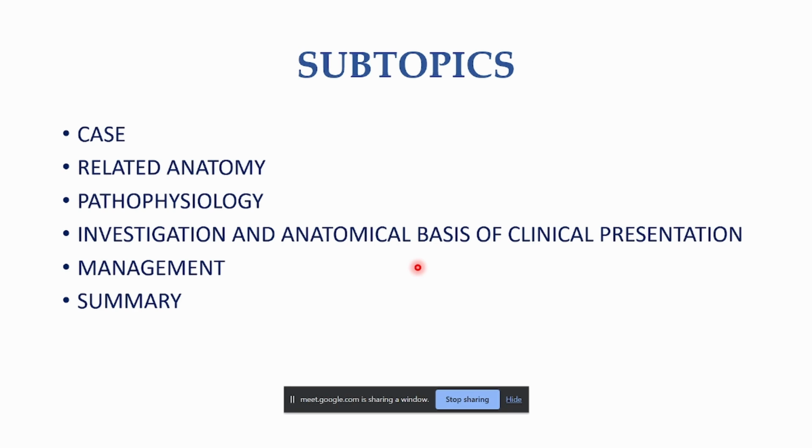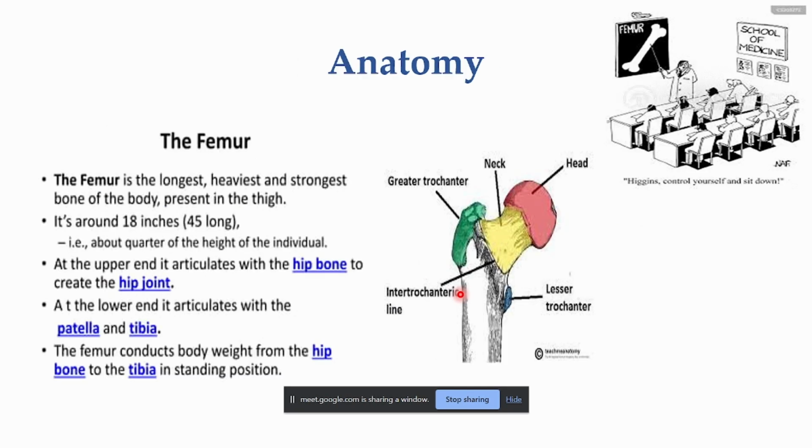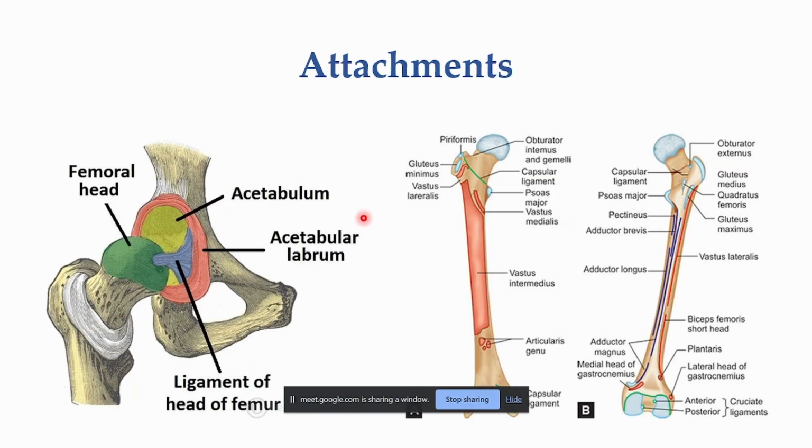Good afternoon, respected teachers. So I'll proceed with the anatomy. As we all know, the femur is the strongest and longest bone in the body. The femur can be divided into head, neck, shaft, and a bicondylar end. The upper end of the femur has a head, neck, the greater trochanter, lesser trochanter, intertrochanteric line, the fovea, and the intertrochanteric crest. Also, the femur conducts body weight from the hip joint to the tibia in standing position.